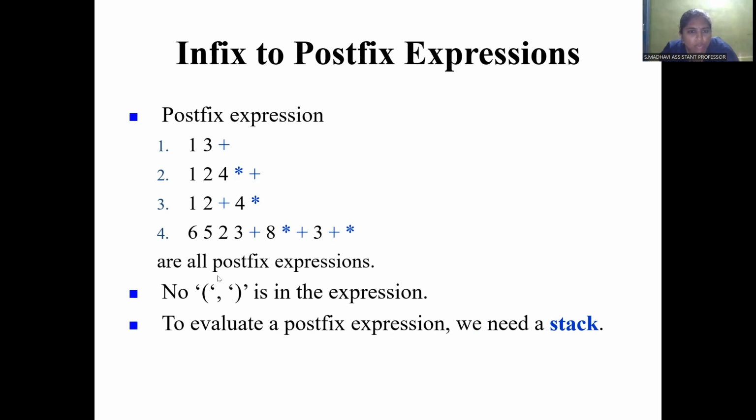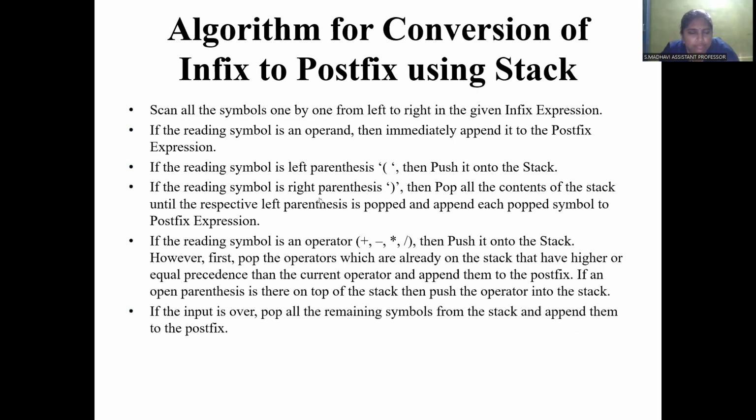Now we'll see how to convert an infix expression to postfix, and for that we are going to use the concept called stack. This is the algorithm for converting infix to postfix using a stack. The first and foremost step is that we have to read all the symbols one after the other. An infix expression will be given to us, and we have to read each operand and operator one by one, as usual from left to right.